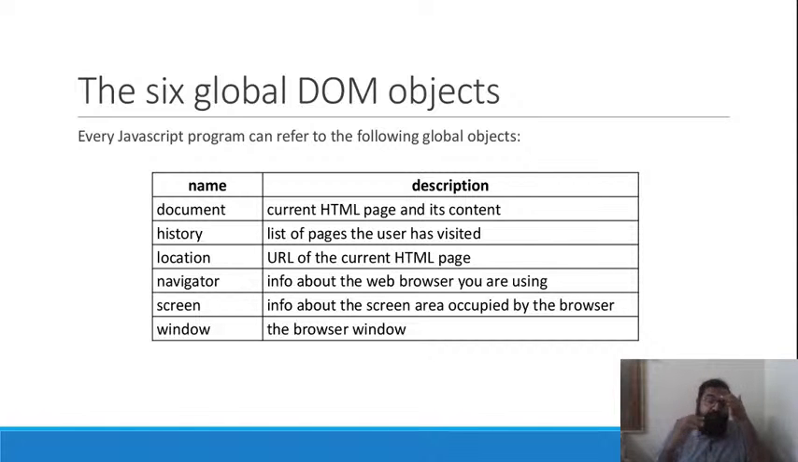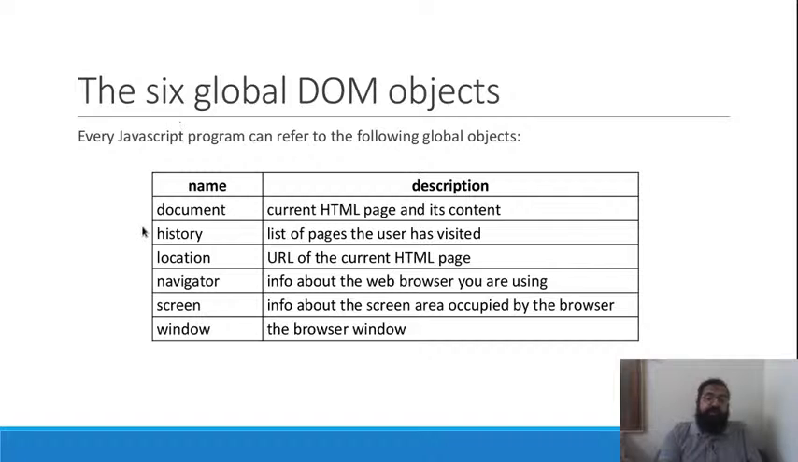So yeah, it will have document, history, then you will have location, which is the URL of the current HTML page. The URL can be, if it is a local file, something like file:/home/anoop/courses/web technology/example.html, right? Or if it is a web page, it can be http://www.iiitt.ac.in/index.html. Okay, it can be something like that.